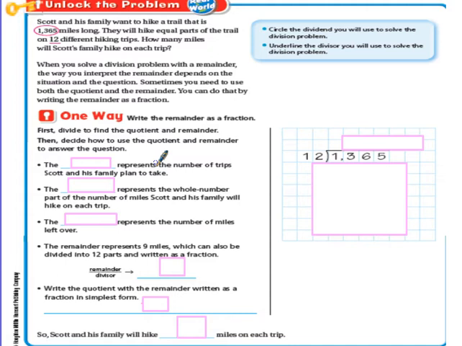Scott and his family went to hike a trail that is 1,365 miles long. They will hike equal parts of the trail on 12 different hiking trips. How many miles will Scott's family hike on each trip?